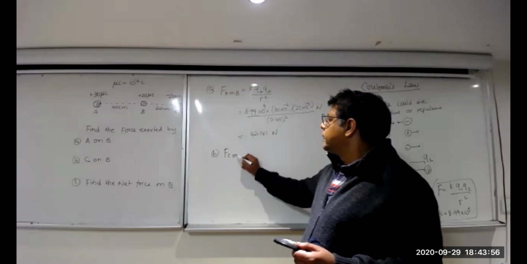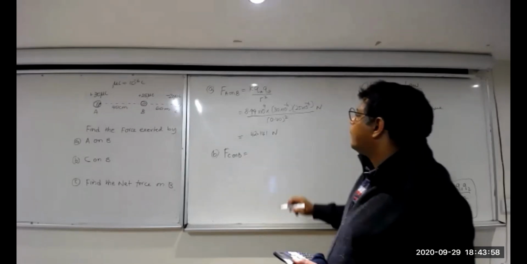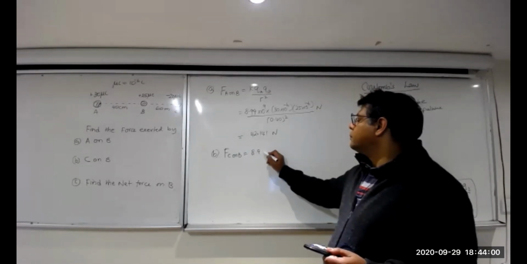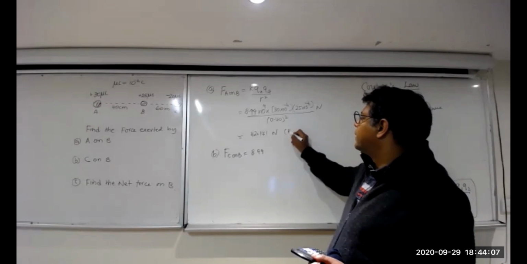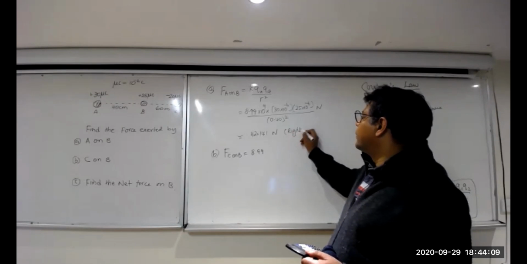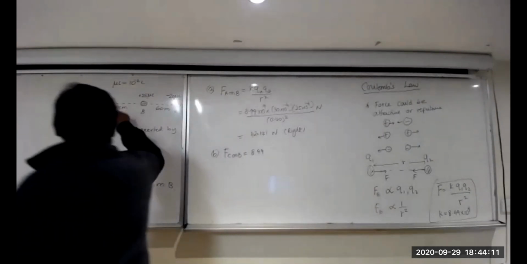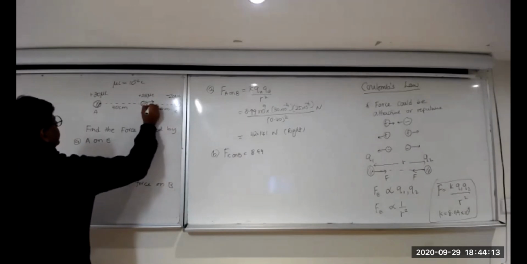C on B. This is to the right, because they're repelling each other. These two repel each other. That force is going to be that way.